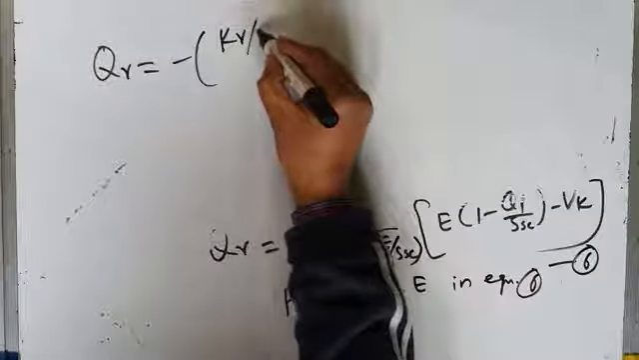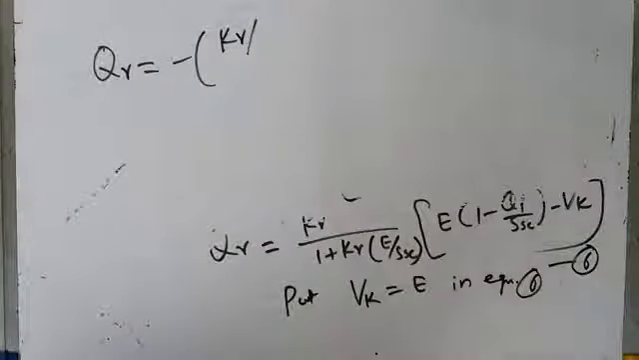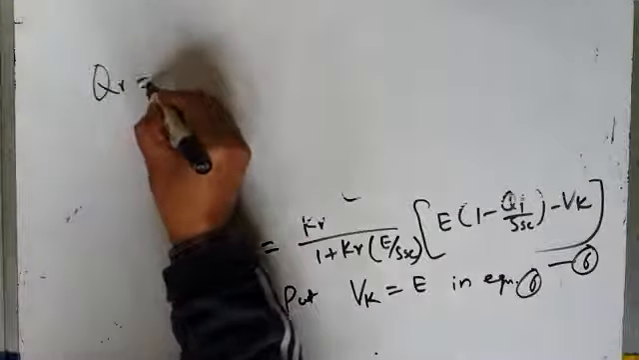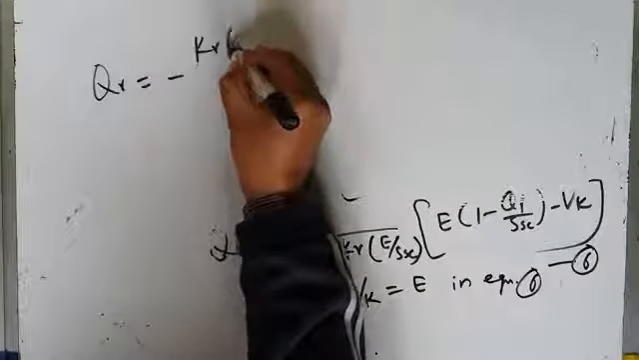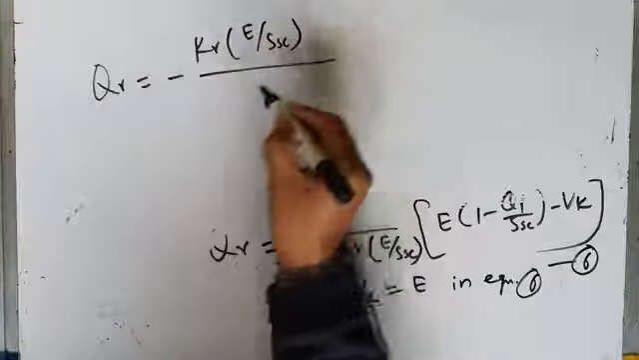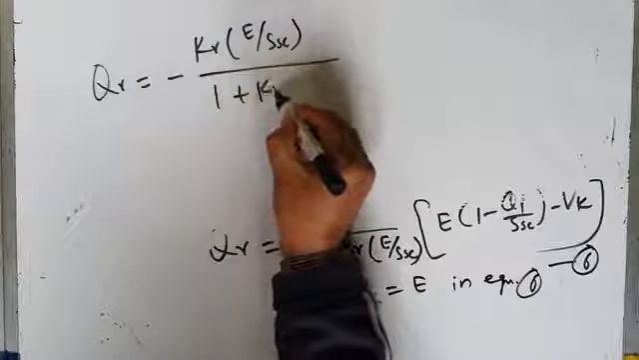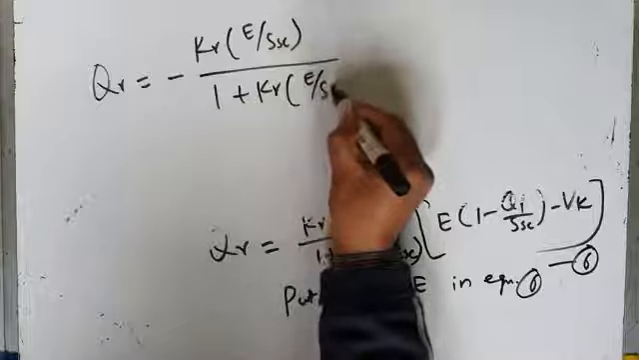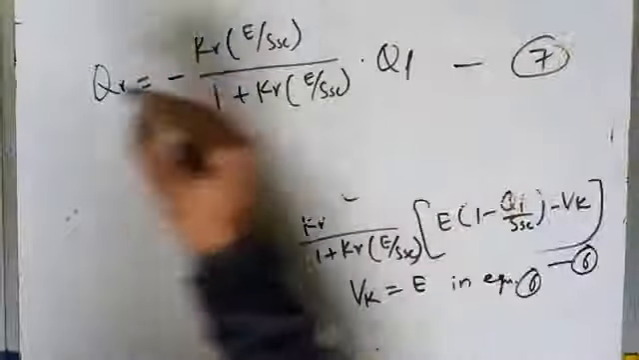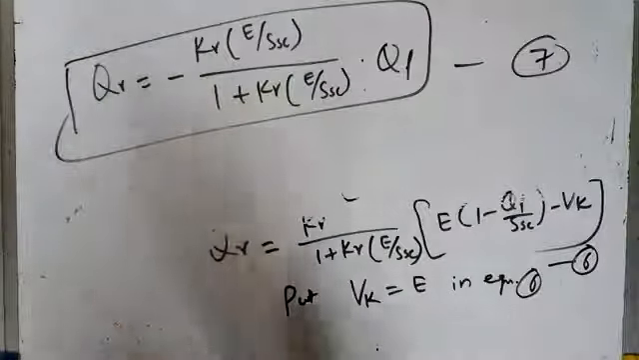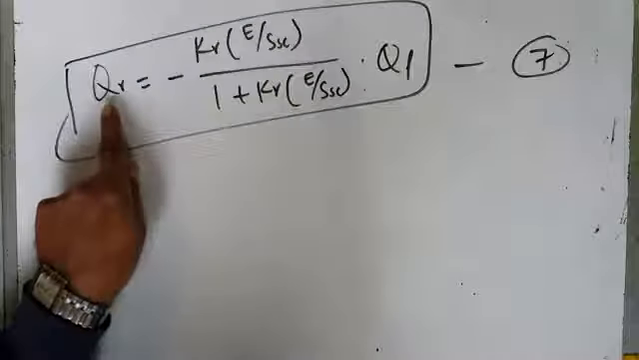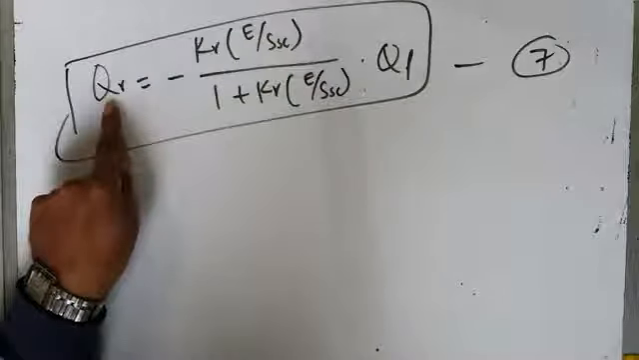simplifying, so K gamma, it will be Q gamma is equal to minus K gamma into E by SSC divided by 1 plus K gamma times E by SSC into QL. So this is equation 7, and this is a very, very important equation. It gives the relationship between load reactive power and reactive power injected by the compensator.